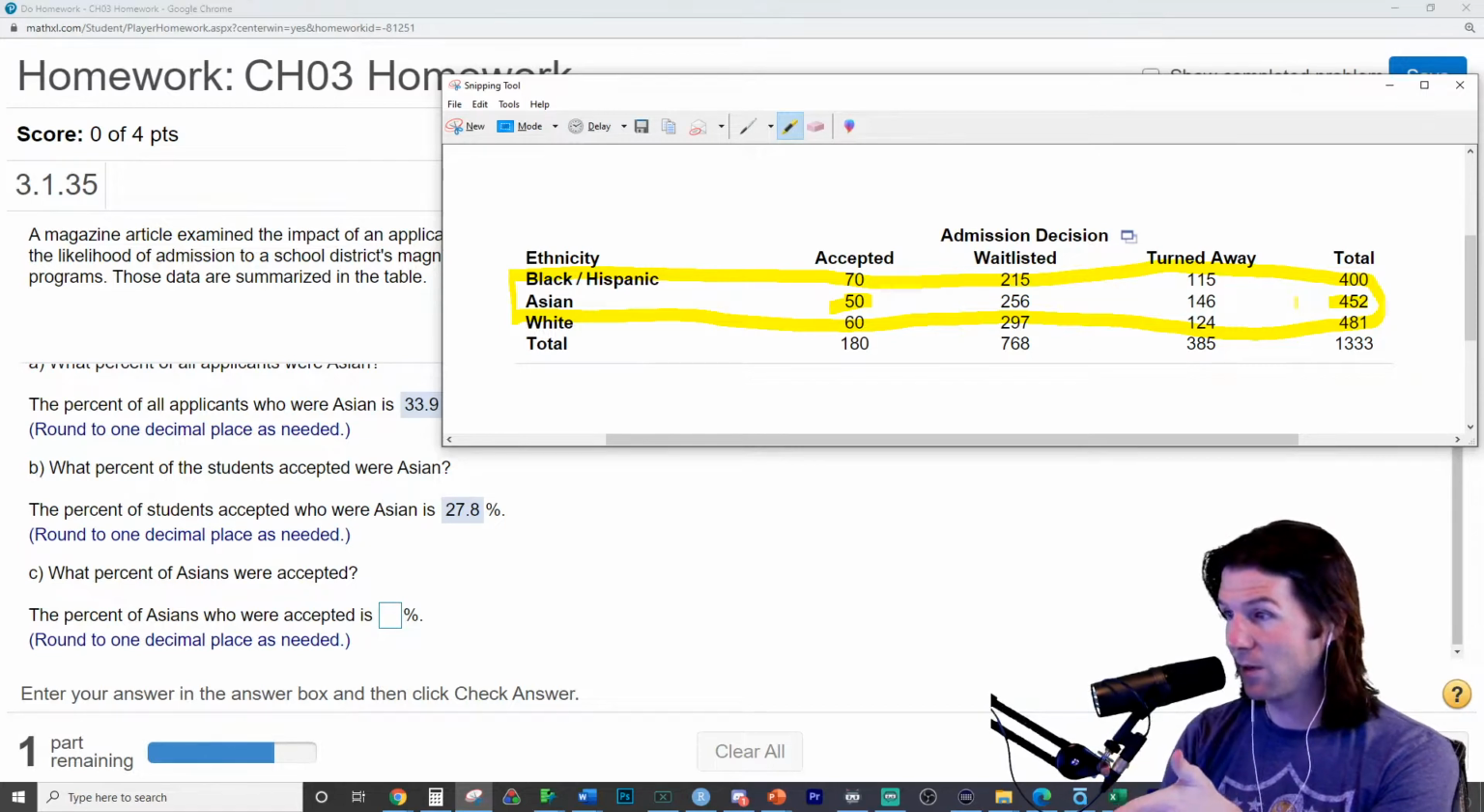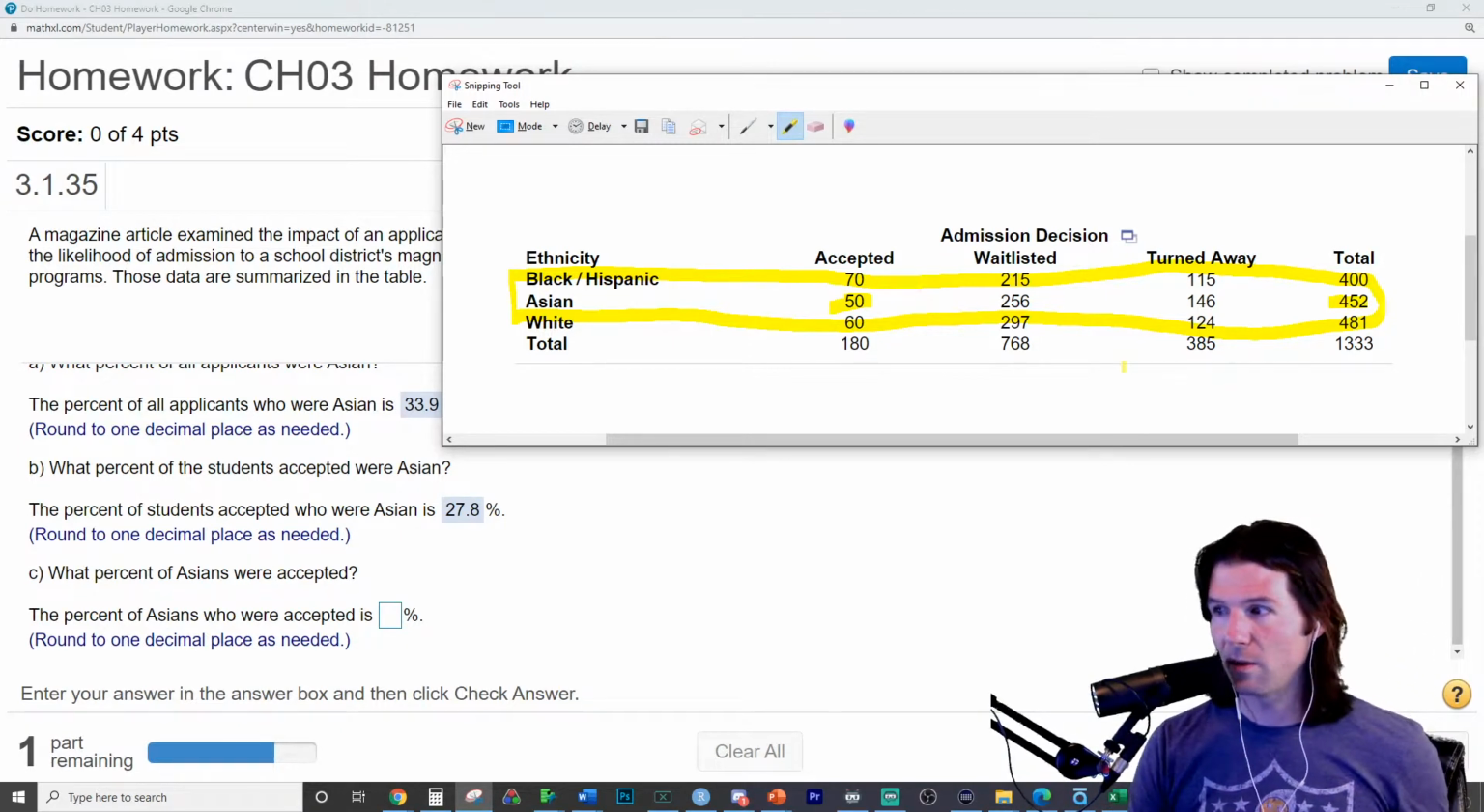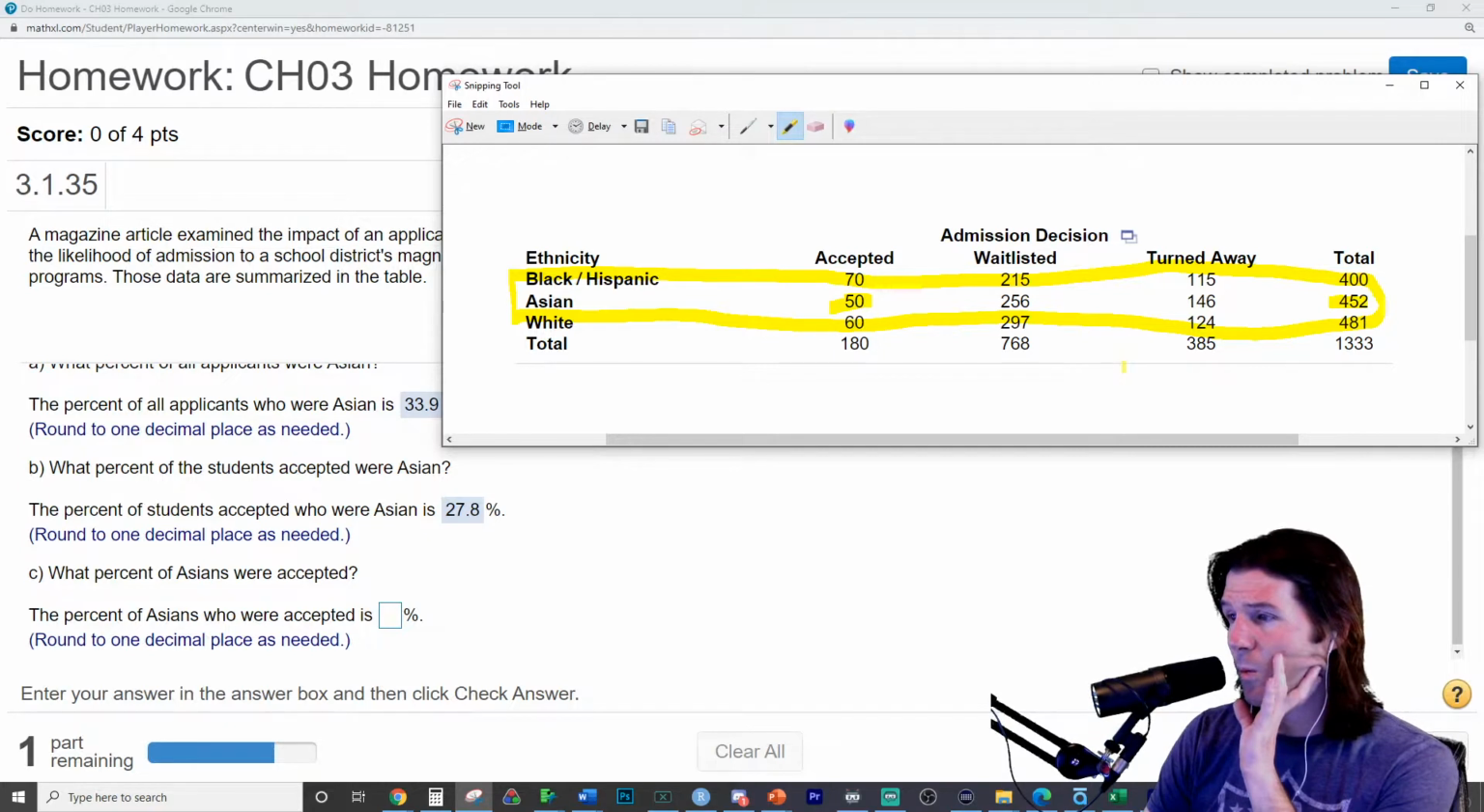Anything you can phrase as given makes it a conditional display. So even though it says the percent of Asians who were accepted, you can phrase that given someone was Asian, like for only Asians, what's the probability someone was accepted? And so this would be 50 over 452. That's about 1/9. It's a little bit less than 1/9.